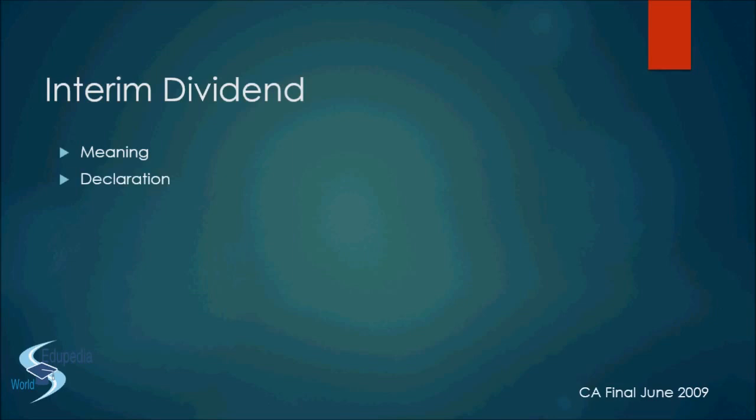On the simple front, we know it is declared by the board of directors. But how? And from where do they pay interim dividend? How do they come to a decision that this is the point we think that shareholders should get interim dividend, the company is functioning well, the company is able to give out dividend? Now what makes them take that decision?